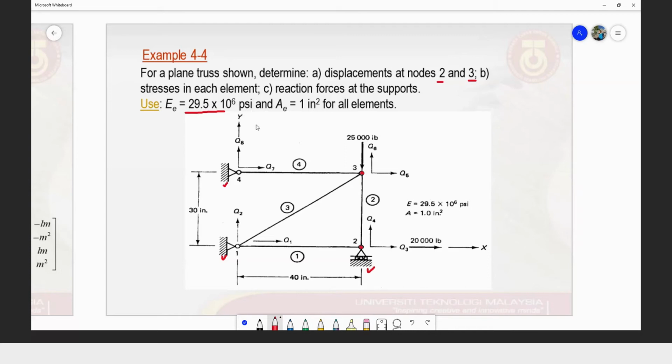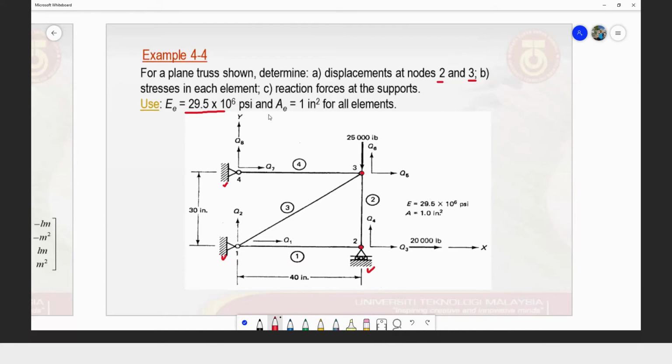It's good to highlight here as well that we use imperial units only for this example because we take it directly from the textbook. But for the purpose of the test and exam, we will use SI units.